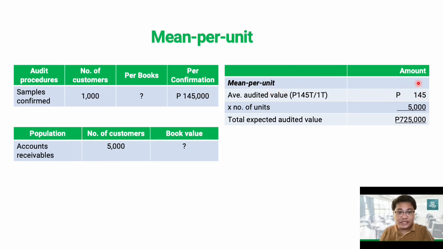This is the average amount of receivable per customer. So we multiply it with the total number of customers, 5,000. If each customer has an average of 145 receivable, then the total value of receivable must be 725,000 pesos. So as you can see, we are able to arrive at an audited value even if the book value or the recorded value is not available. So this is how we use mean per unit projection.